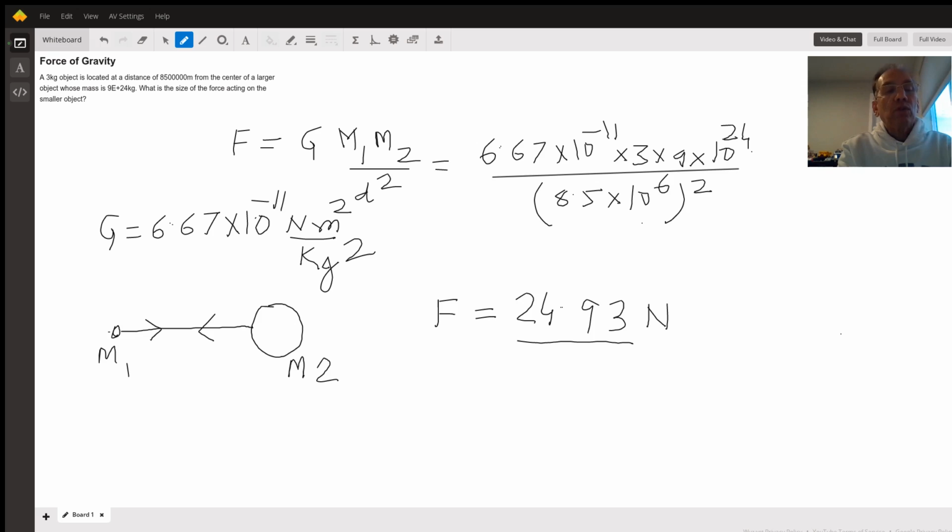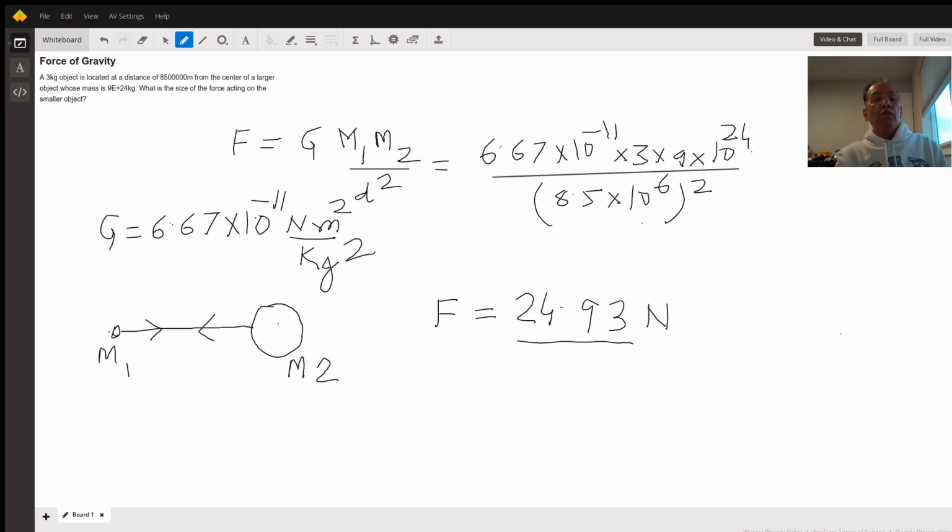The magnitude of force on each mass is the same. The only difference is the direction. So M1 is being pulled towards M2, and M2 is being pulled towards M1. So the force acting on the smaller object is a force of attraction towards the bigger object, and the bigger object has a force of attraction towards the smaller object.